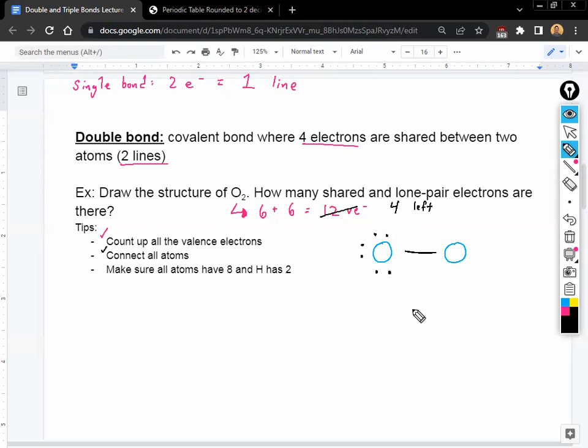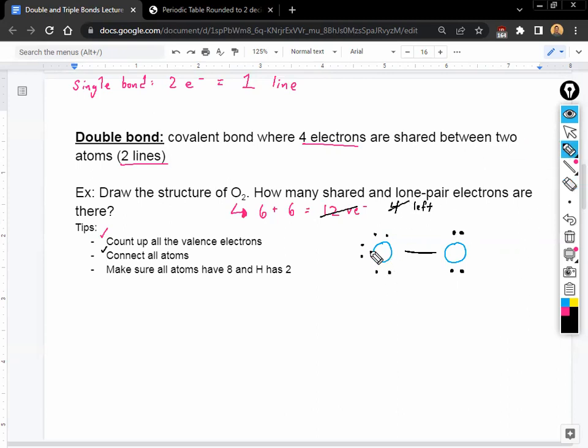Okay, but we're going to run into a problem, right? Because if you take a look at this guy also, it wants 6 more, right? But how many electrons do we have left? We only have 4. So we can't do this because then this guy might be happy, but this guy is not going to be happy. So what we're going to have to do is let's draw the 4 right here. Okay, so we used up all the electrons.